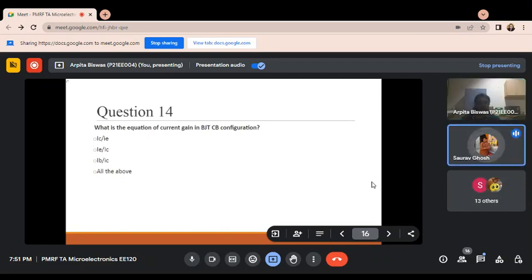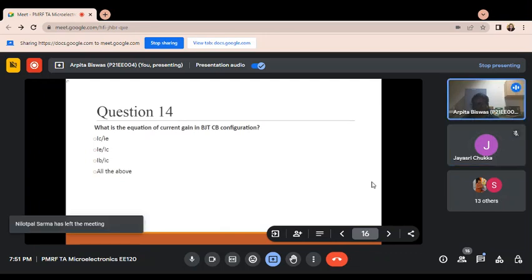Ma'am, option A is the correct answer. IC by IE. Okay. Anyone else? Option A, ma'am. Current gain is alpha. Alpha is equal to IC by IE. Okay. Anyone else? Sukara Ganesh, what is the right answer?